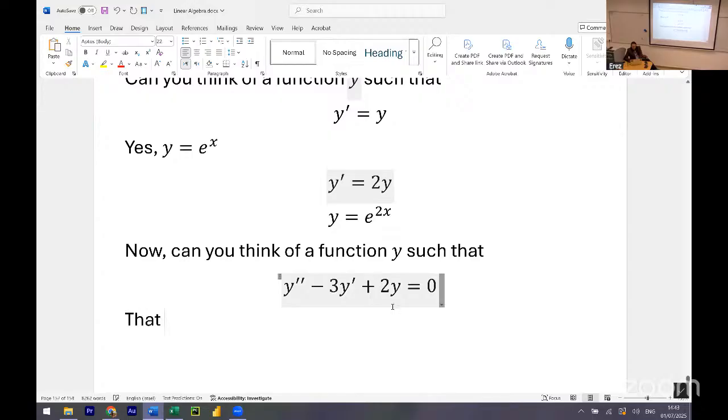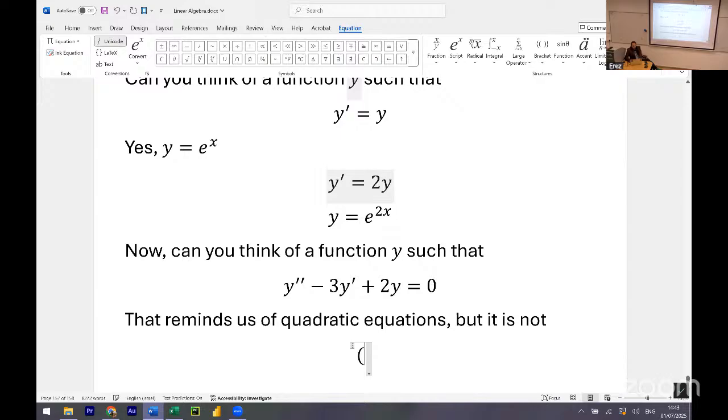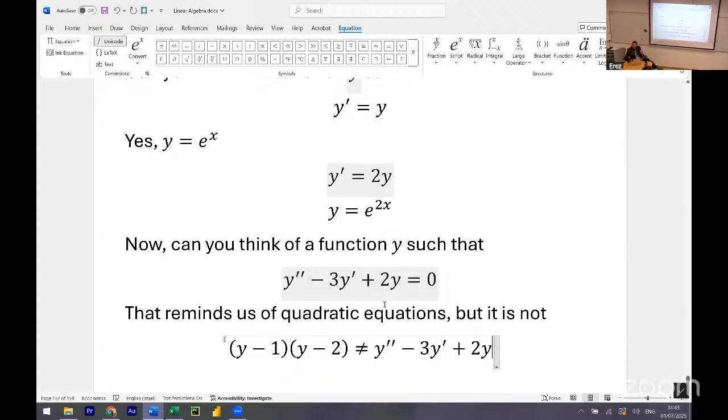That reminds us of quadratic equations, but it is not one, right? You can't say y minus 1 times y minus 2 equals y, the second derivative, right? Do you agree that what I wrote here is nonsense? That's not true, but it looks like it.